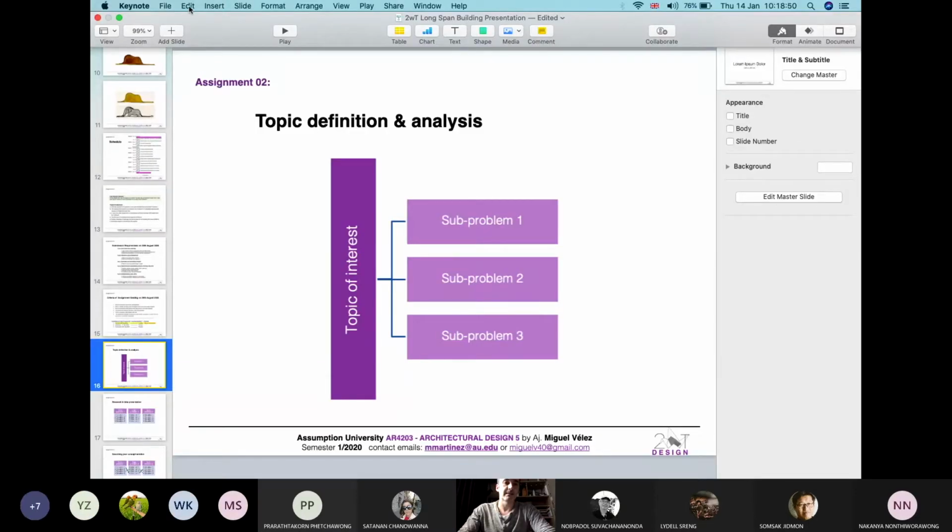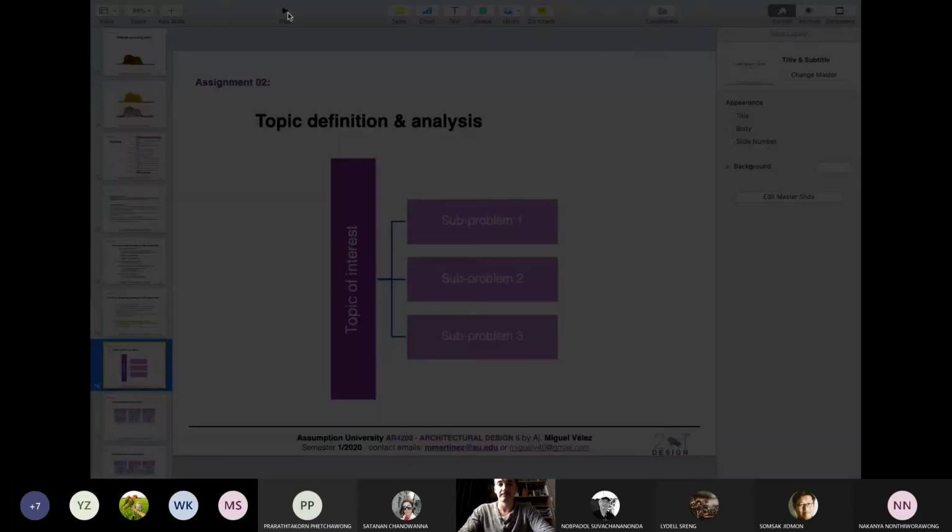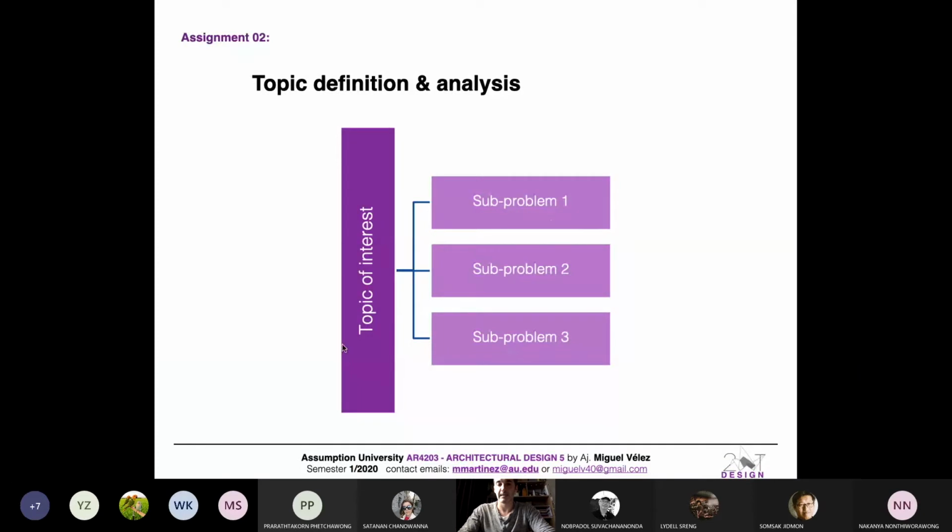Okay, let's see a little bit what is happening here. Okay, I'm going to share the screen. Basically, the things that you guys start to do in the pre-thesis is this thing, no? I mean, you have a topic, no? Topic definition and the analysis, and then you have the problems. Problem 1, problem 2, problem 3.